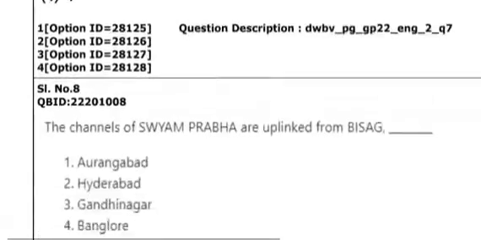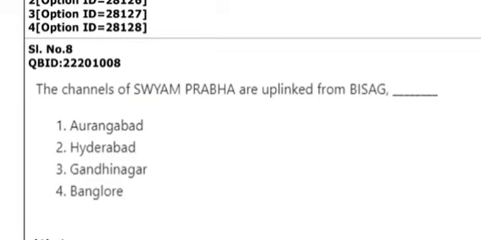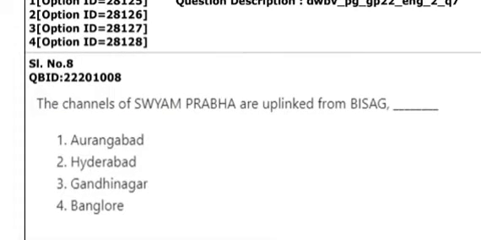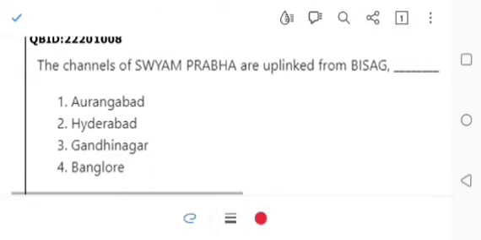Moving on, number 8, the channels of Swayam Prabha. Many questions are repeated related to Swayam Prabha. Therefore you must have deep, clear concepts related to Swayam Prabha. So the question is, the channels of Swayam Prabha are uplinked from BISAG. So what is the place name? Aurangabad, Hyderabad, Gandhinagar, Bangalore. So it will be number C, Gandhinagar in Gujarat, if I'm not wrong.